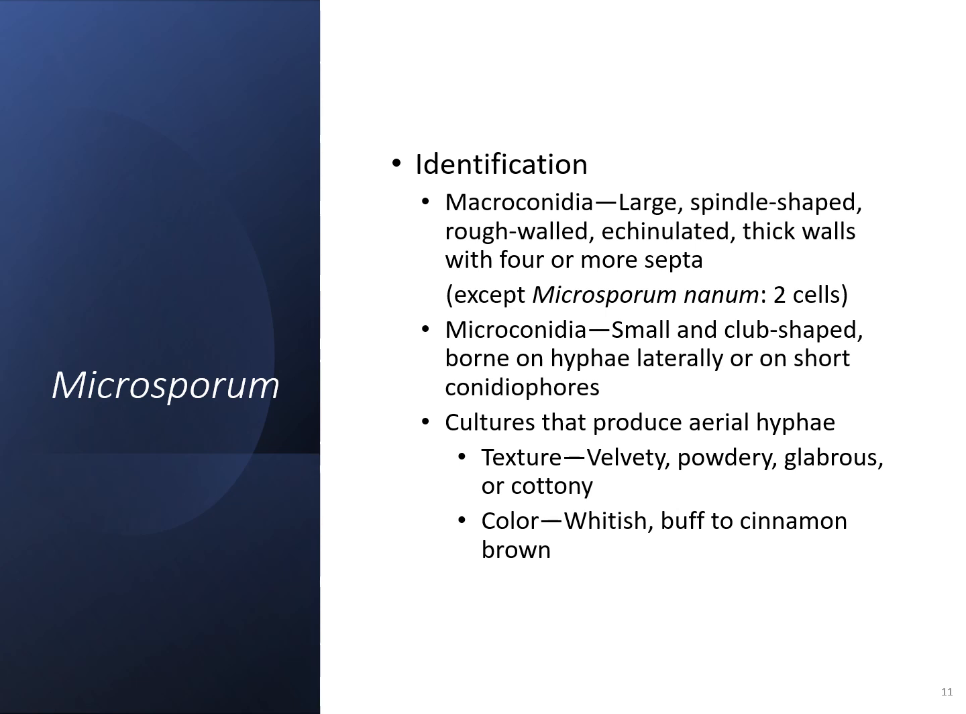The microconidia are very small. They can be club shaped, and they are along the hyphae, attached laterally, or they can have little short conidiophores attaching them. With the cultures, they do produce aerial hyphae, so they can be a little bit fluffy. They are velvety, powdery, globulous, or cottony. And the colors can range from white to buff to cinnamon to brown.